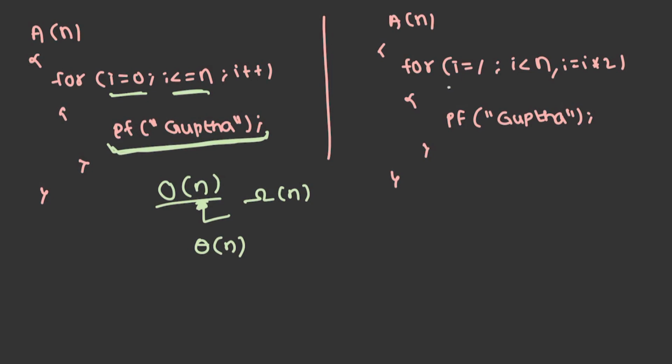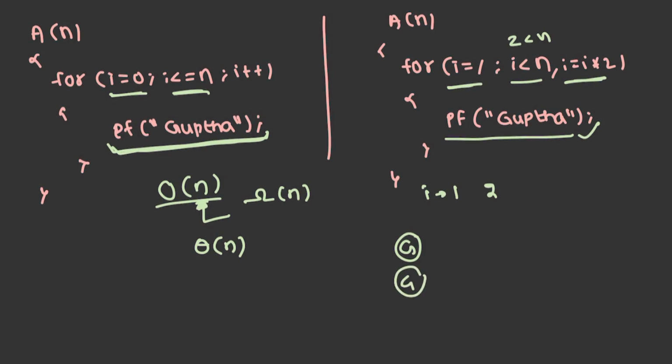If you consider this example, the value of i is initially 1, and it is incrementing by 2 at every stage. Initially, the first time, the i value is 1 and this will be executed, so the print statement will be executed once. Now the i value is changed to 2. Again 2 is less than n, the condition is true, and it will be printed again. Let's say the value of n is 32. The i value is incremented again and becomes 4. 4 is less than 32, so again it will be printed.